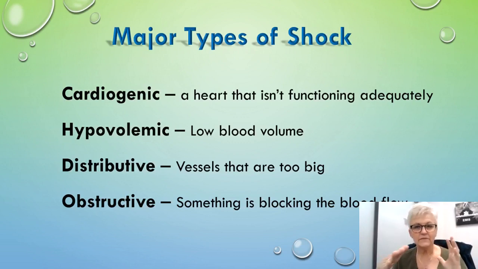Now, does it make sense? If the blood flow through the body is not adequate, then it can't pick up oxygen and it can't deliver oxygen to the cells. Now, this is not the same as cardiogenic. Cardiogenic is specific to the heart is the problem. Obstructive is something else that's causing the blood not to flow. We'll talk about that shortly.